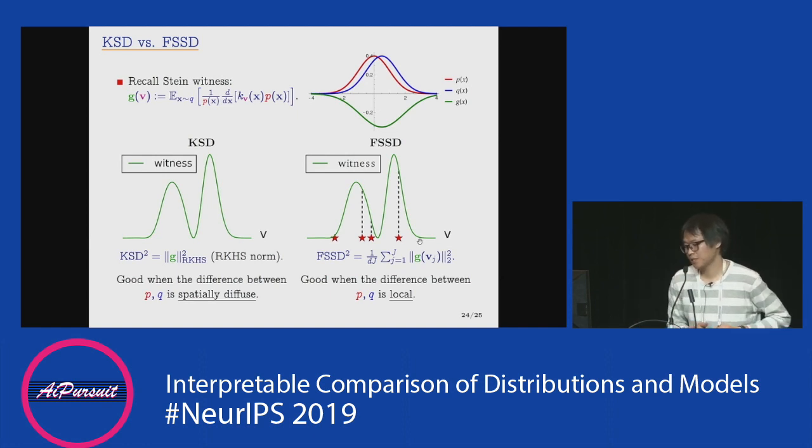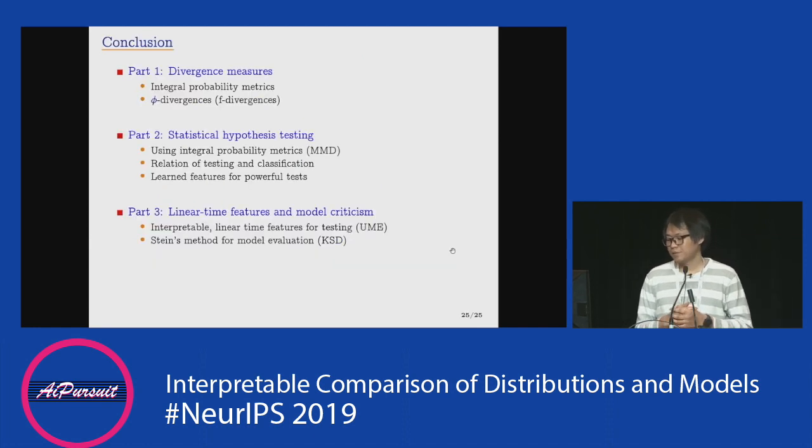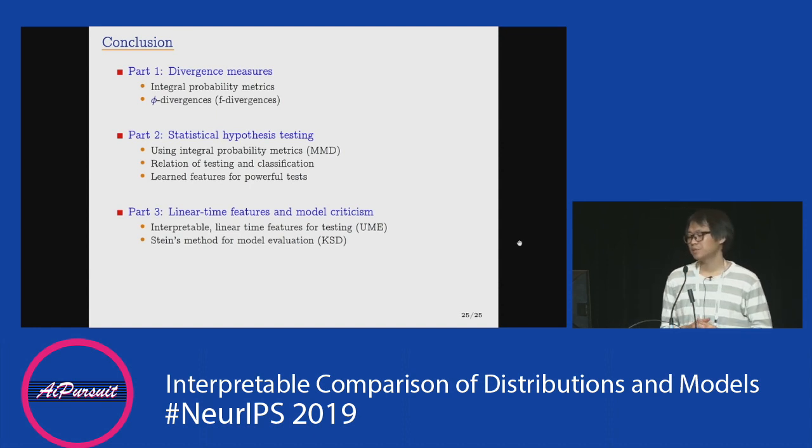Okay, so to conclude the tutorial, there are three parts, right? In part one, you have seen many divergence measures. You have seen two families of divergence measures, the integral probability metrics, IPM, and the second was phi divergences, or f-divergences. In part two, by Dougal, you have seen hypothesis testing. You have seen how to use MMD to do two-sample testing. You have seen the null distribution, the alternative distribution. Kernel design: you can put a kernel on top of extracted features from a deep net. You have seen how to choose the best kernel by maximizing the test power.